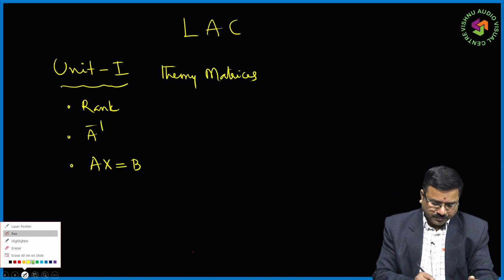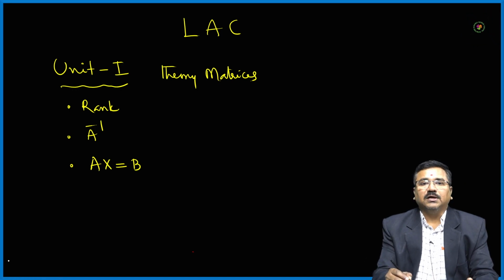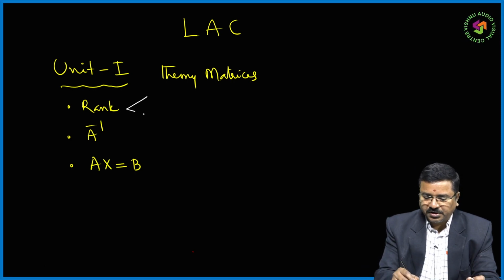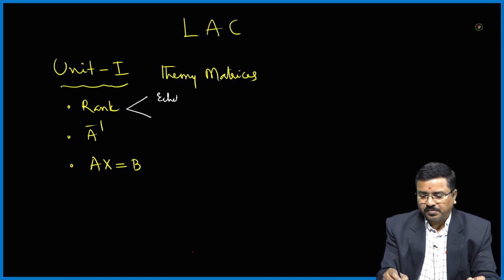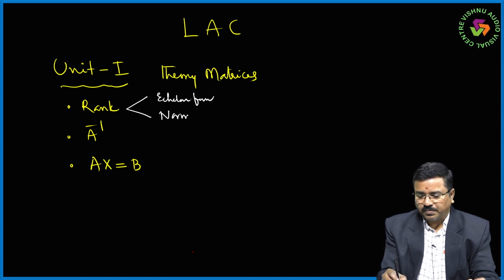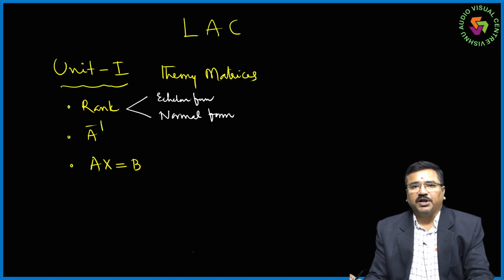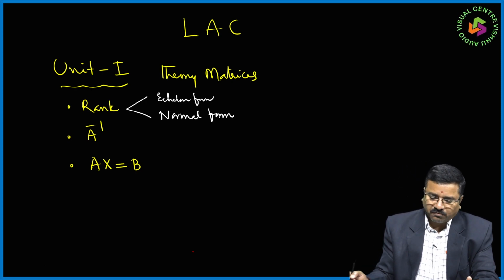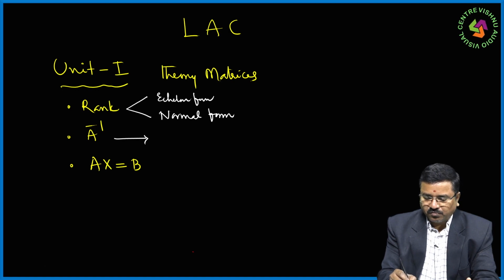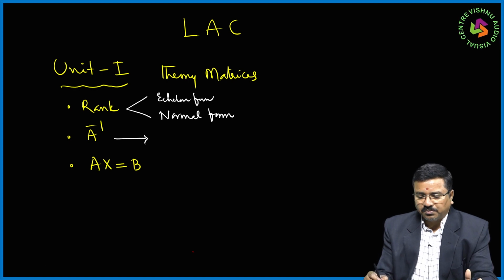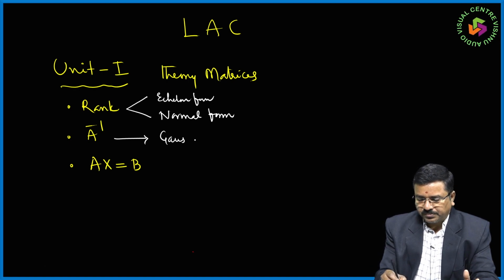Looking into rank, we have 2 methods to find it. One is the echelon form, the second is the normal form. So we have 2 methods to find the rank of the given matrix, by reducing to echelon form and normal form. Coming to the inverse, there is only one method, that is computing the inverse of a non-singular square matrix by the Gauss-Jordan method.